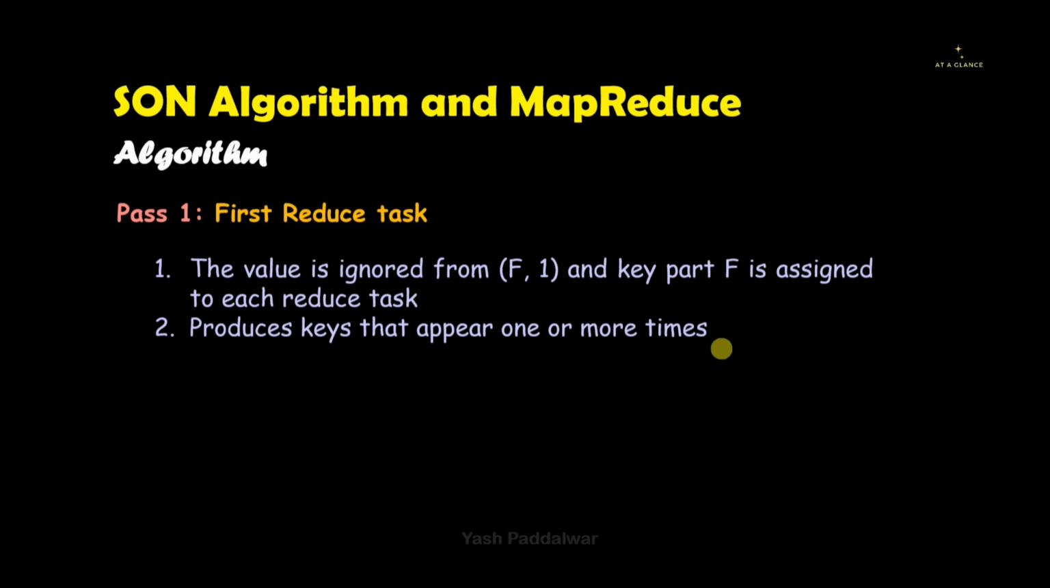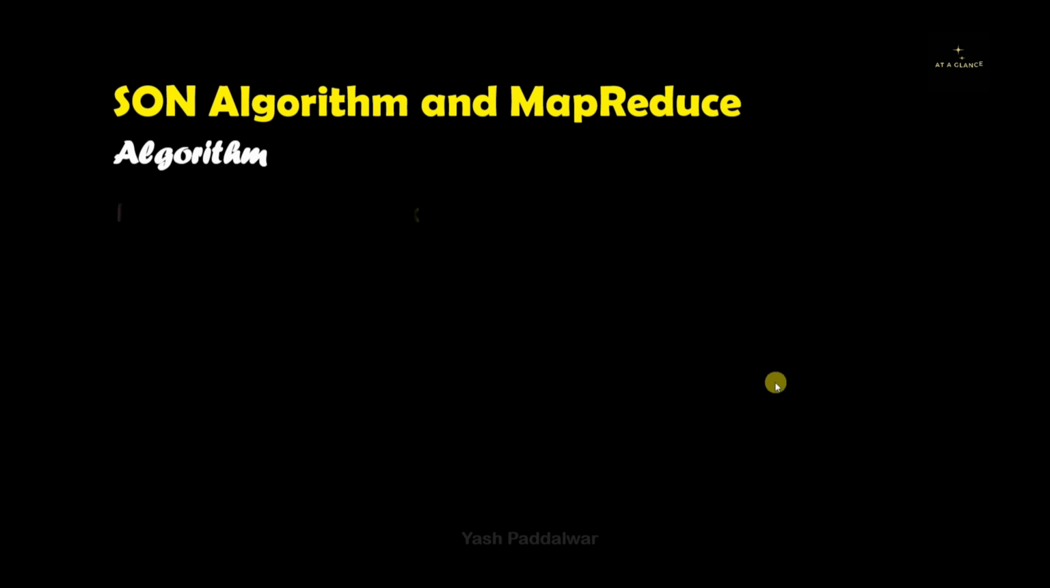And these produced keys are nothing but the candidate item sets, which was the goal of the first pass. So I hope it is clear how to calculate the candidate item set from pass 1. Now these candidate item sets will be given as an input to the next pass, and the next pass will again have one map and one reduce task.